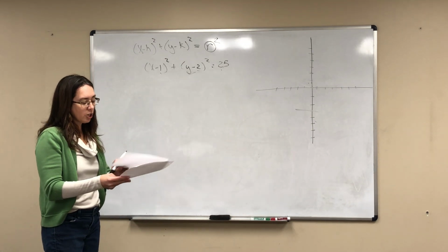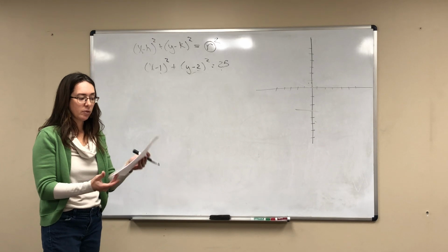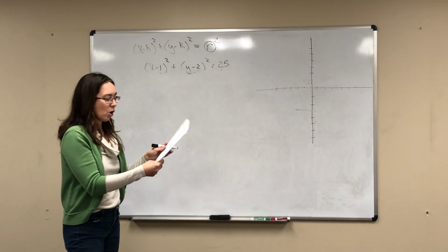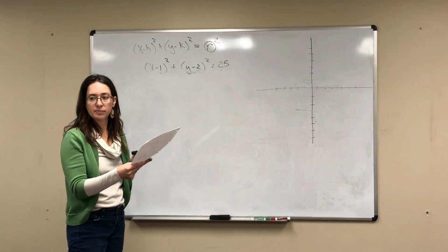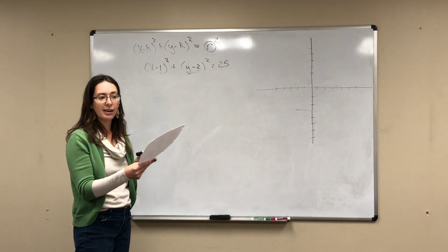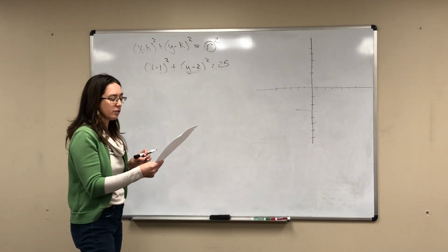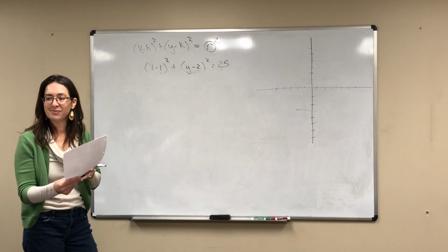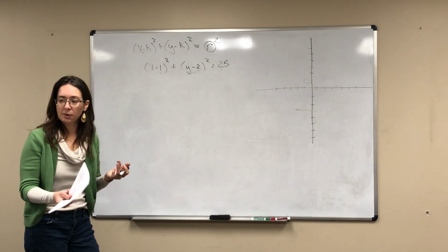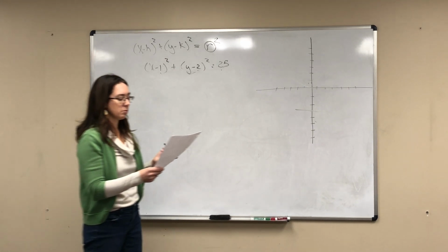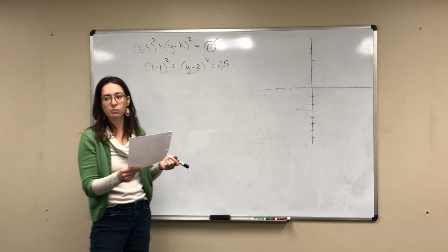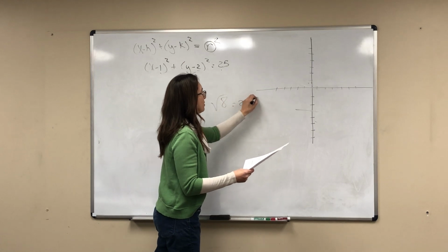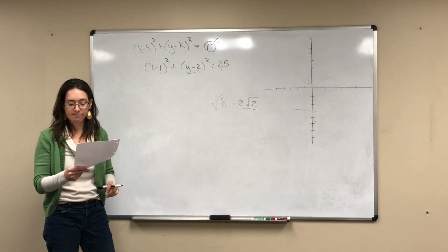Okay, so let's look at number 4 on your circle. Where is the center? -3, 1. Excellent. What is the radius of your circle? It's the square root of 8. So 2 square roots of 2. You can leave it as that.